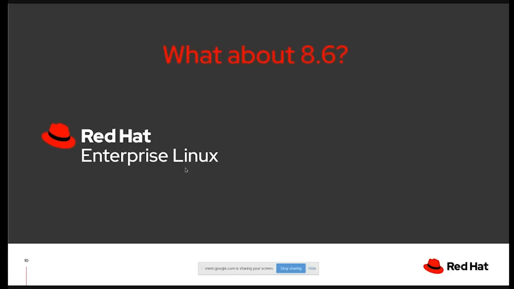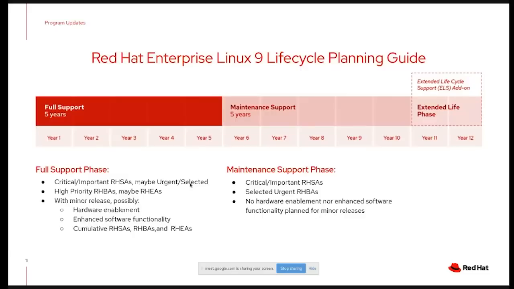And so, what about that? 8.6 introduced on May 11th. What you're going to find is a lot of the features that I'm talking about here being introduced in 9.0 are also available in 8.6. But there are some caveats to that, right? I mean, 8.6 is 3 years into the life cycle of Red Hat Enterprise Linux 8. We're just beginning the life cycle of Red Hat Enterprise Linux 9.